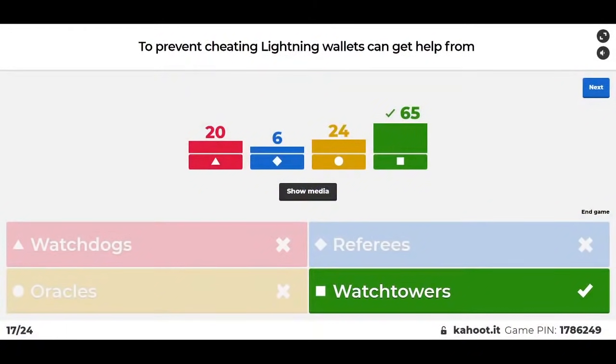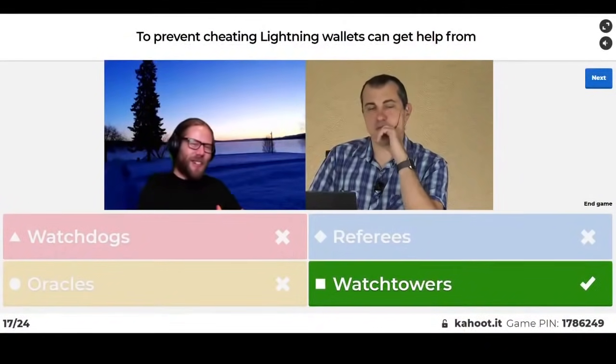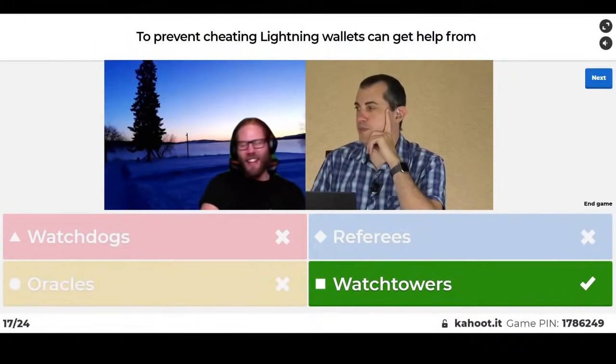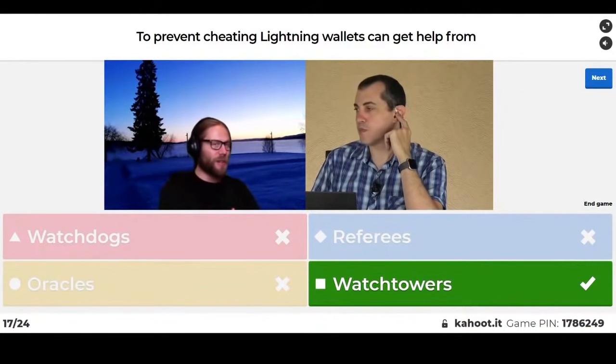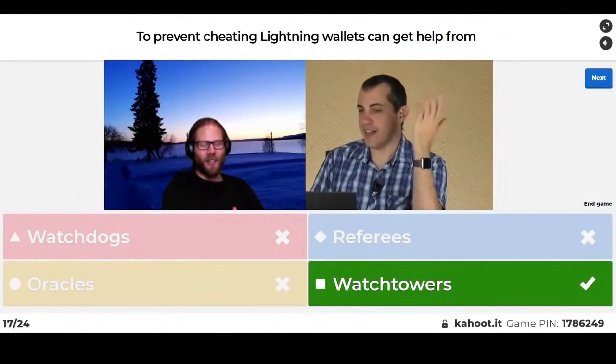Very good. Watchtowers is the correct answer. Watchdogs was close, but not. Oracles are something that mostly operate in Ethereum, but in a way, watchtowers are kind of oracles. And referees is actually, I would not have selected this as a correct answer, but there is actually a referee on the Lightning Network. Who is the referee? The Bitcoin blockchain.